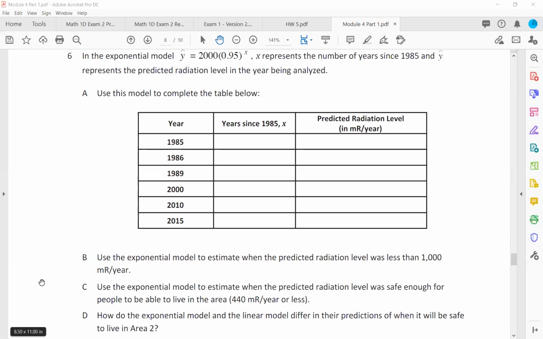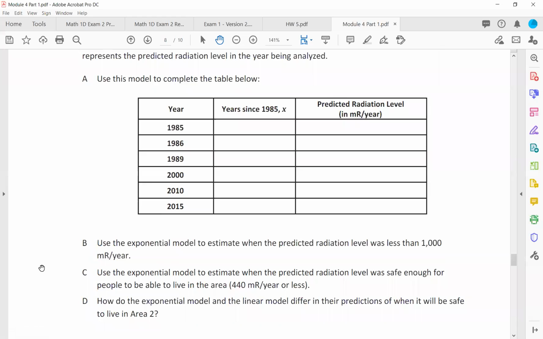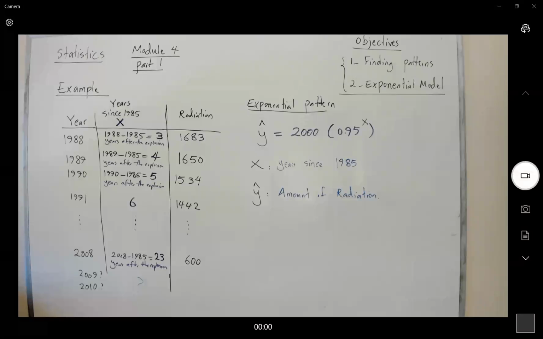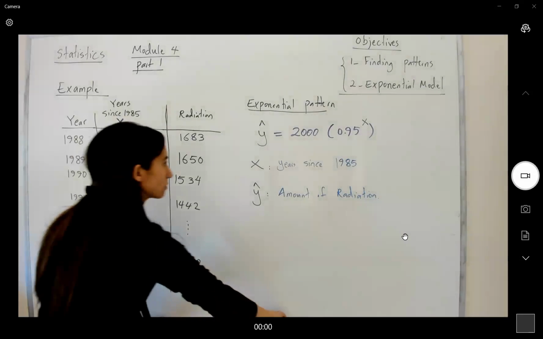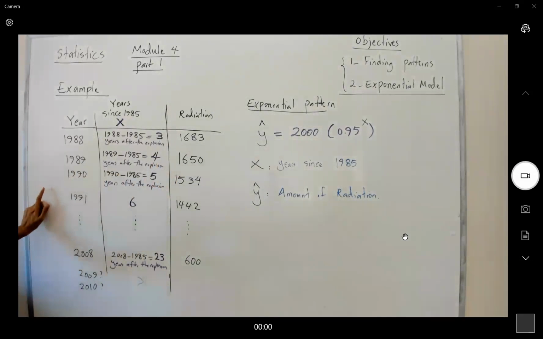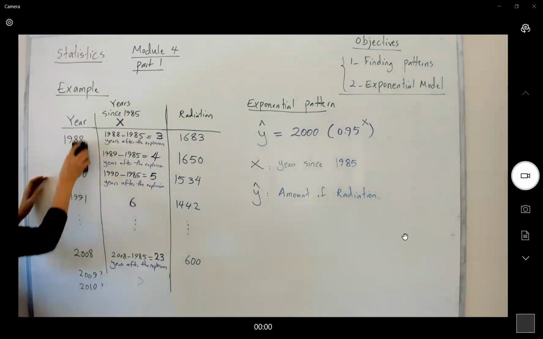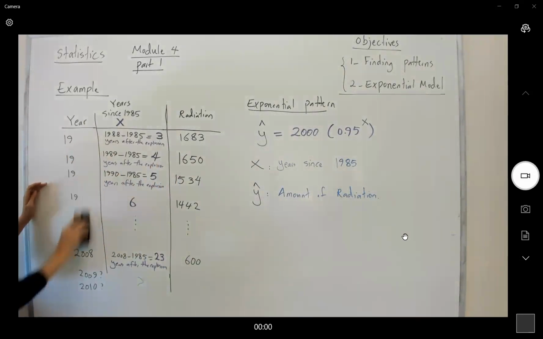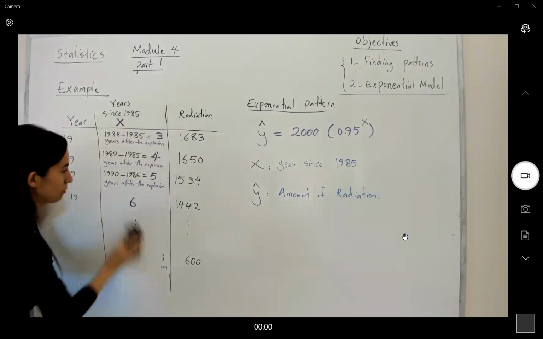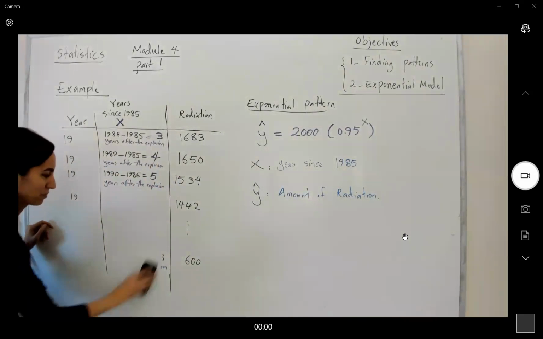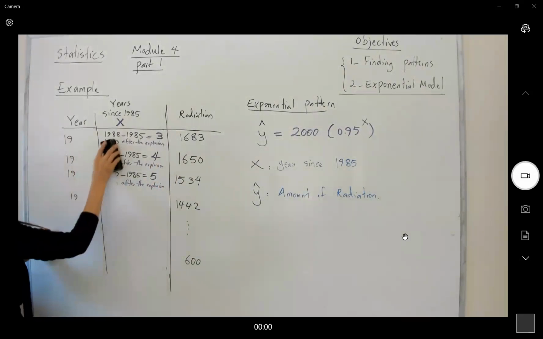How do the exponential model and the linear model differ in their predictions of when it will be safe to live in area 2? Very well. So let us take a look at the table here. Our first row is 1985, and we have the rest of them. We're trying to make predictions. So let's see.